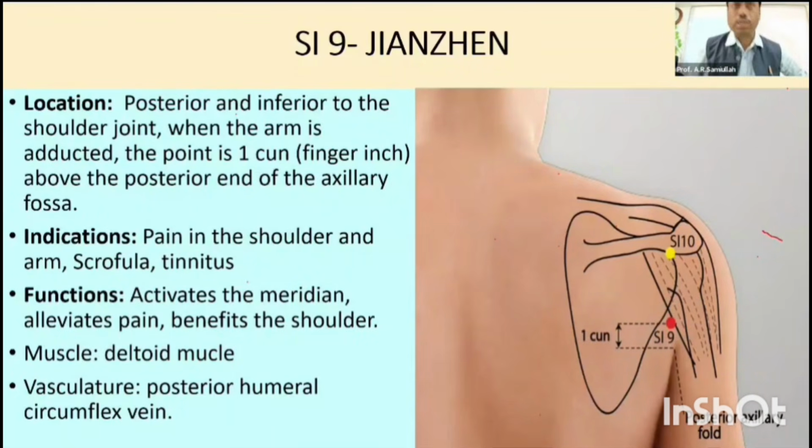You can have a look in the presentation also. One cun proximal to the posterior axillary line, that point is known as the true shoulder point as well. That point is treatable for posterior shoulder pain. But I am unable to take my hand in the upward, backward direction. At the same time, I am unable to lift the extension of my hand. 90 degrees or maybe 180 degrees I am able to do. That time you want to apply a supplementary point using SI9. Remember, this is the key information related to this.